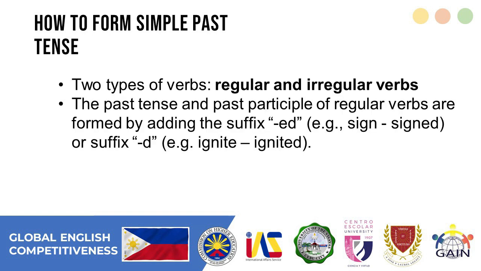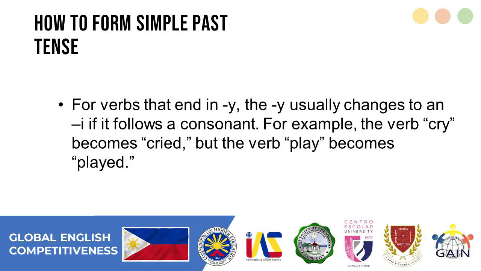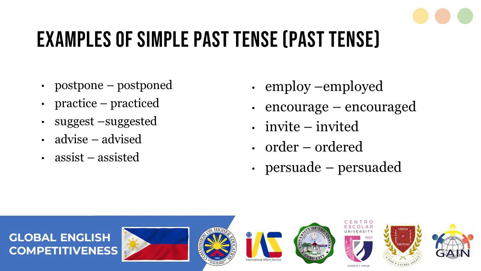Now, let's unlock the secrets of forming simple past tense. There are two kinds of verbs, regular and irregular. For regular verbs, it's pretty straightforward. Just add ed or d to the base form. But be careful, if the verb ends in y after a consonant, change y to i. Here are some examples of the regular verbs.